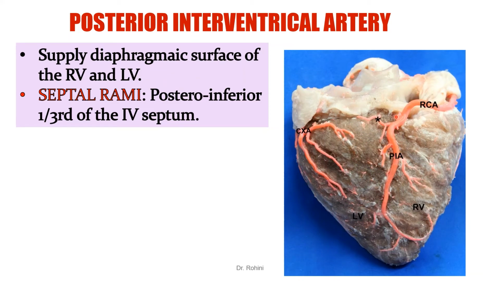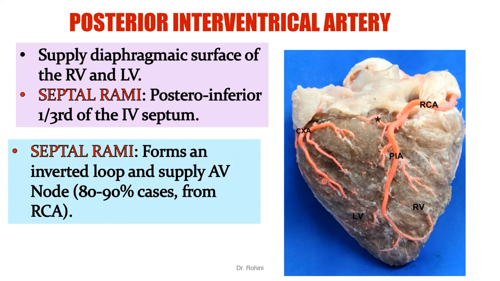Okay, so this is a specimen here. You can see the right coronary artery. This is your posterior interventricular branch. This septal rami from the posterior interventricular artery supplies the posterior one third of the septum. In addition, this artery forms a loop and supplies the AV node in 80 to 90% of cases. So in 80 to 90% of cases, the AV node is supplied by the right coronary artery. In only 10 to 20% of cases, when it is not supplied by the right, it will be supplied by a branch from the left coronary artery.